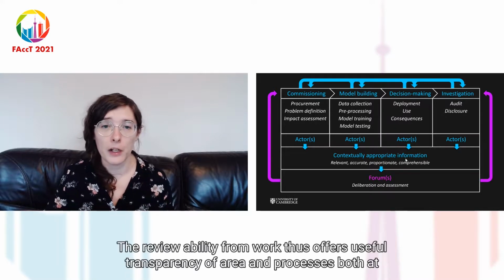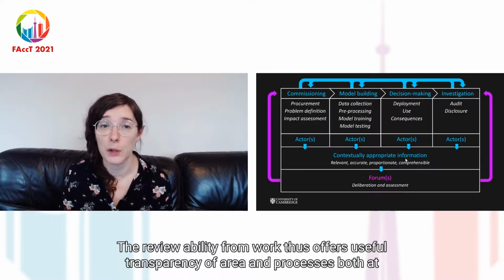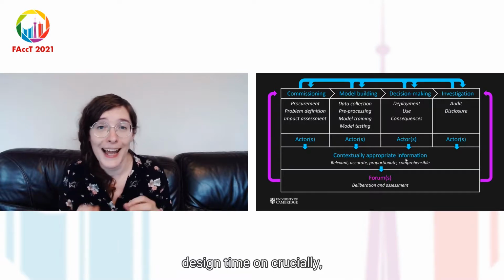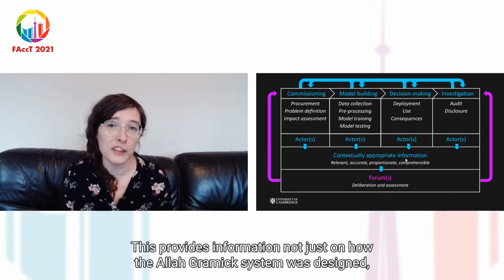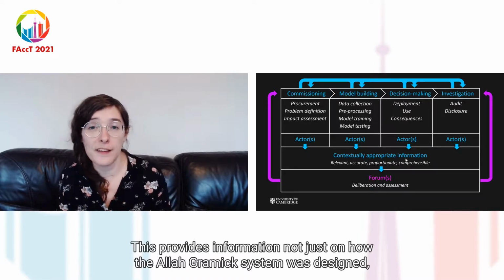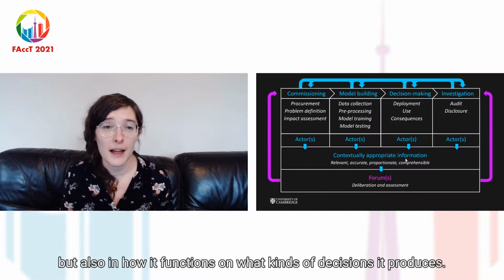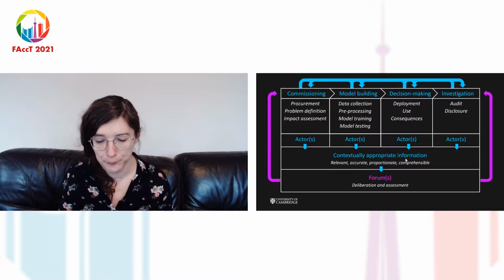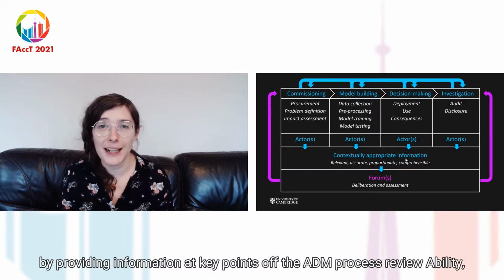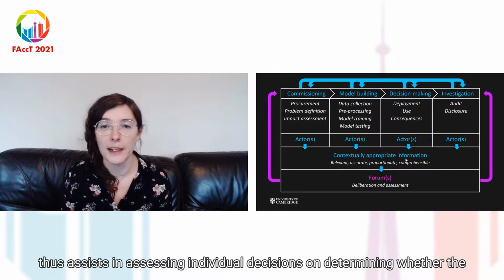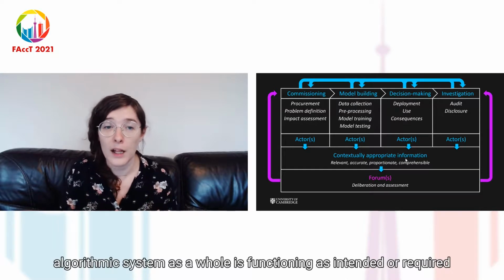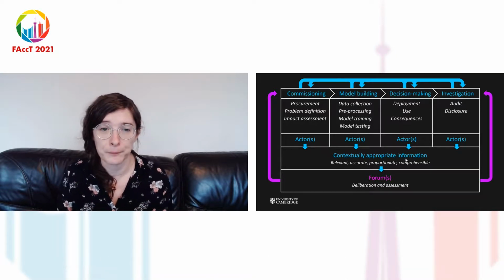The Reviewability Framework thus offers useful transparency of ADM processes both at design time and, crucially, at runtime. This provides information not just on how the algorithmic system was designed, developed, or intended to operate, but also on how it functions and what kinds of decisions it produces in practice. By providing information at key points of the ADM process, reviewability thus assists in assessing individual decisions and in determining whether the algorithmic system as a whole is functioning as intended or required.